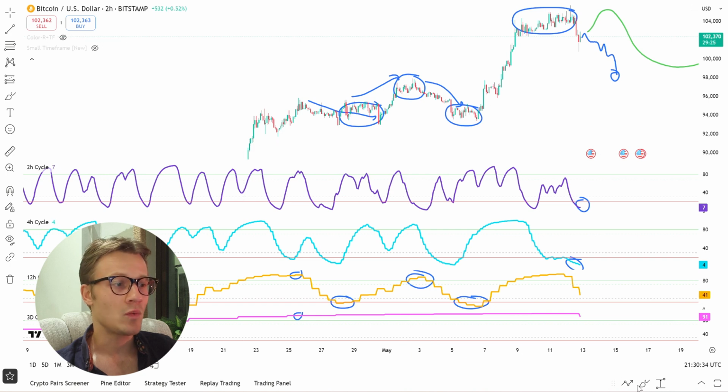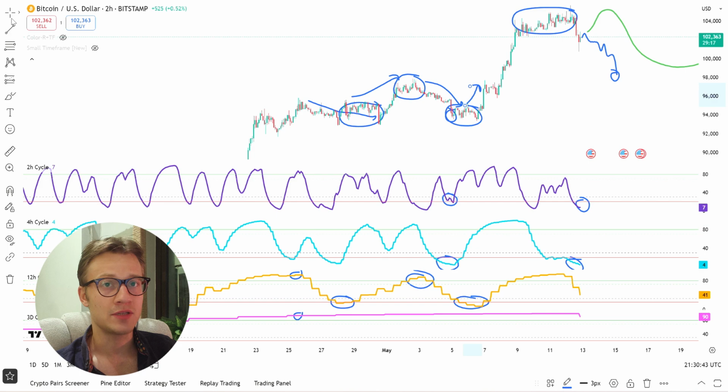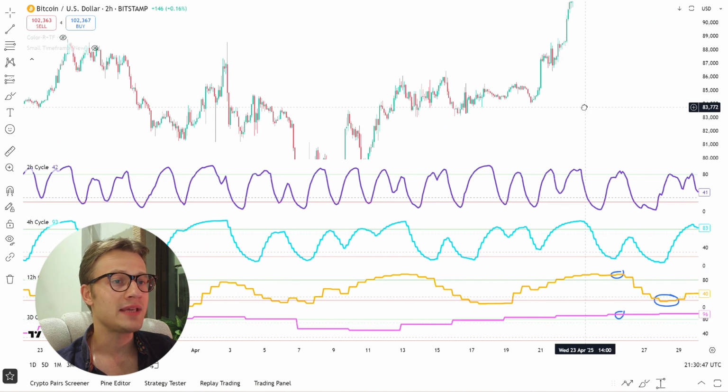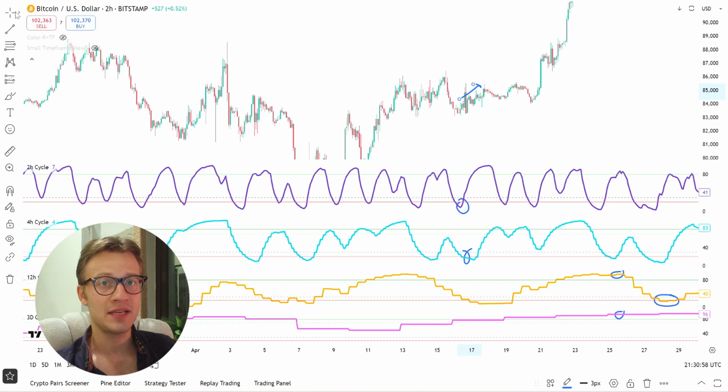Well, right here, we can clearly see that when the 4 hourly touches below 20 together with the 2 hourly here, we have some sort of a bump. Okay, similar to the 12 hourly. Now, let's go a bit more to the past, and we can see that multiple times, whenever the 4-hour and the 2-hour meet below 20, we have some pump to the upside. It depends what happens with the 12 hourly and the 3-day.